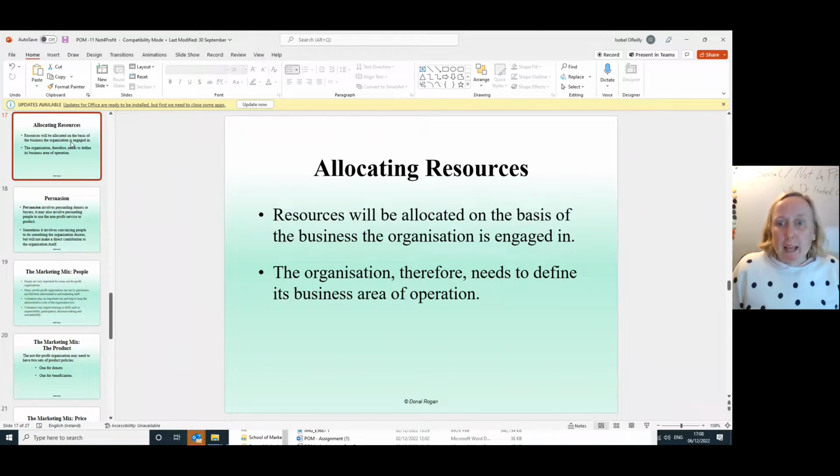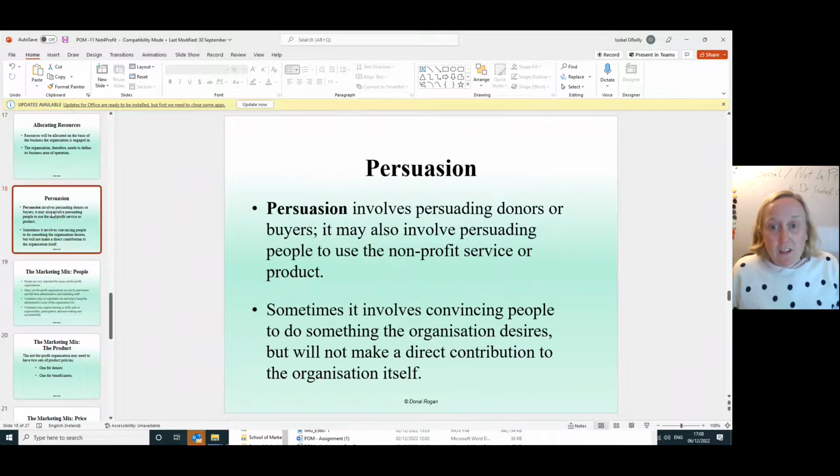So resources will be allocated on the basis of the business the organization is engaged in, and they need therefore to define the business area of operation. Persuasion involves persuading donors or buyers, usually to part with time or cash. It may involve persuading people to use the service.